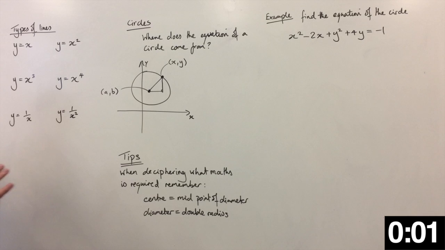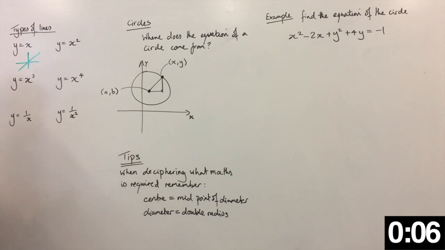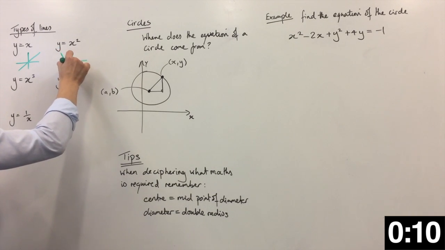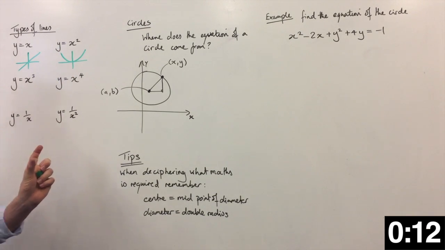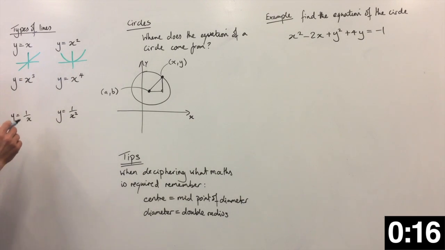Okay, so types of lines we have. So we have your standard y equals x, goes through just like that. Y equals x squared, you know that one to be a U shape. Explore also if you have minus x squared, what that will be. X cubed, we know will go in this fashion.